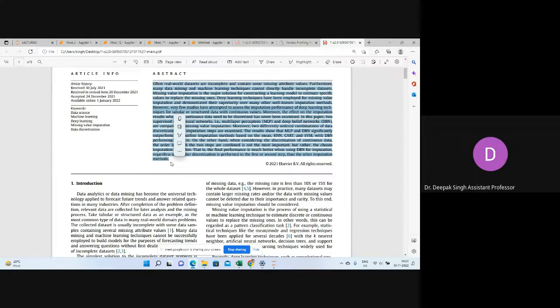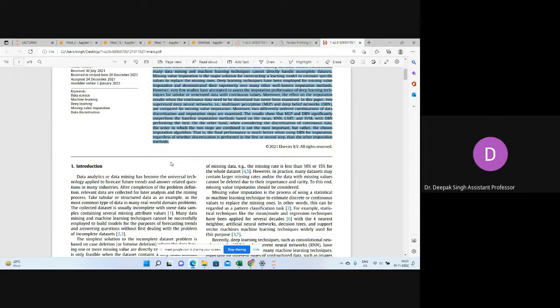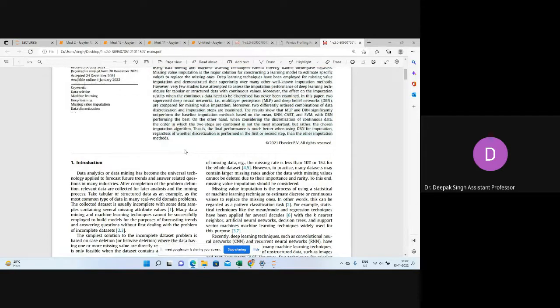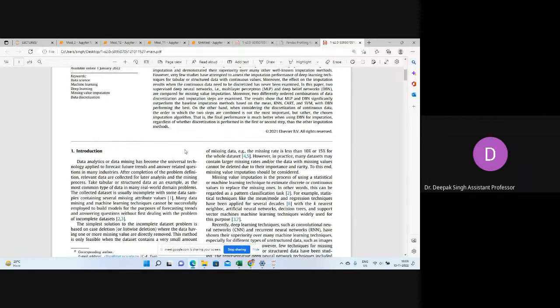Okay, so when you read the abstract you'll get very elementary information, very basic information. You won't get much detail. For that you need to study the rest of the sections.